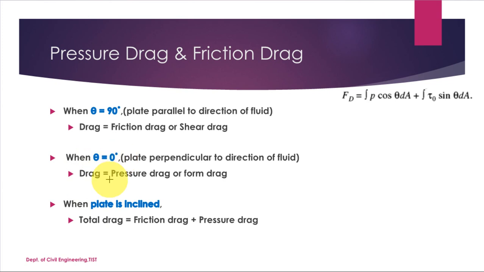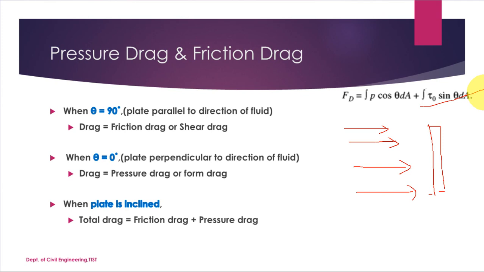when theta is equal to 0 degrees, that means the plate is perpendicular to the direction of the fluid. So this is the direction of motion of the fluid. The plate is like this, it is perpendicular. Okay, so in this case, theta is equal to 0 degrees. That means this term is cancelled off. So the only remaining term is the pressure drag. So in that case, drag is equal to pressure drag.